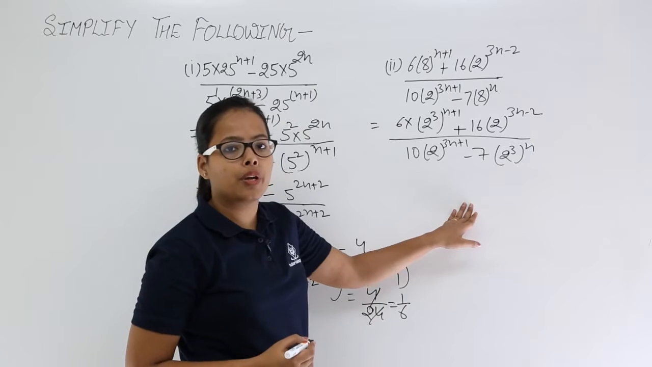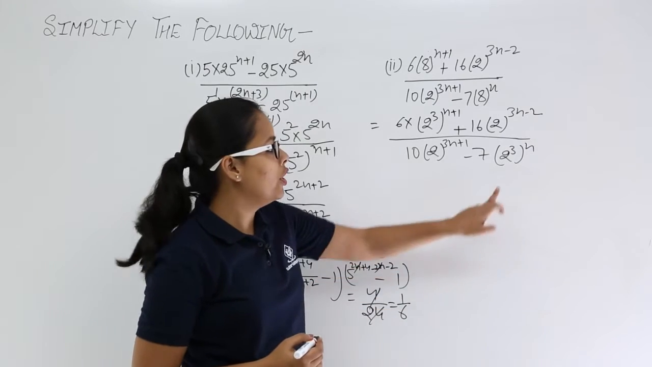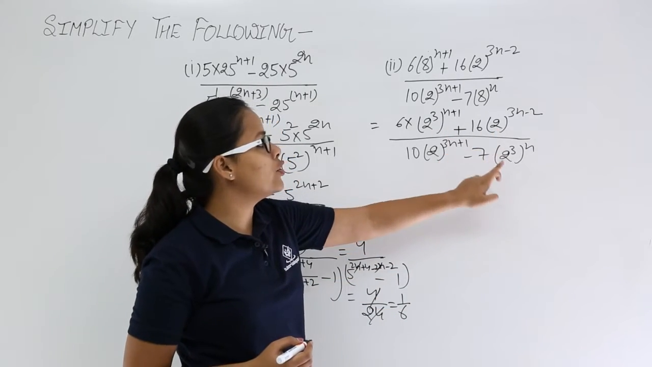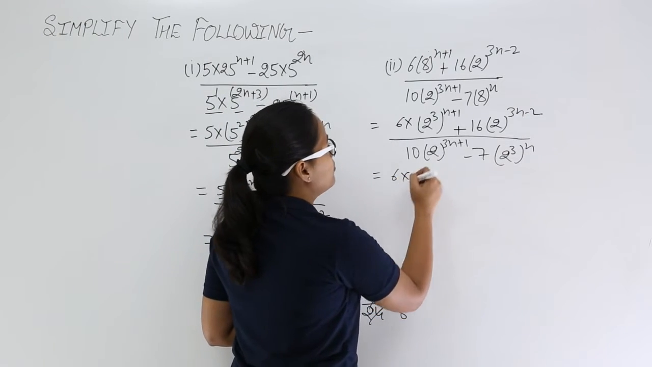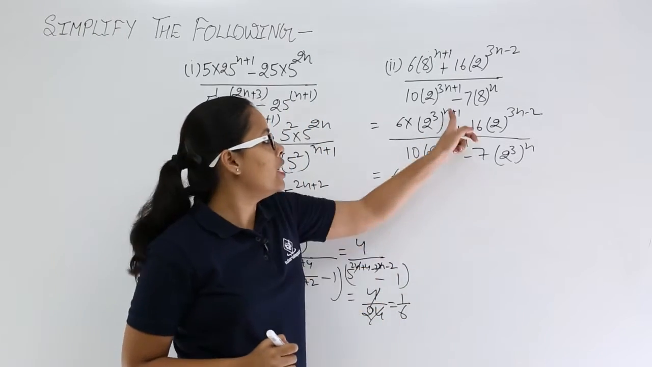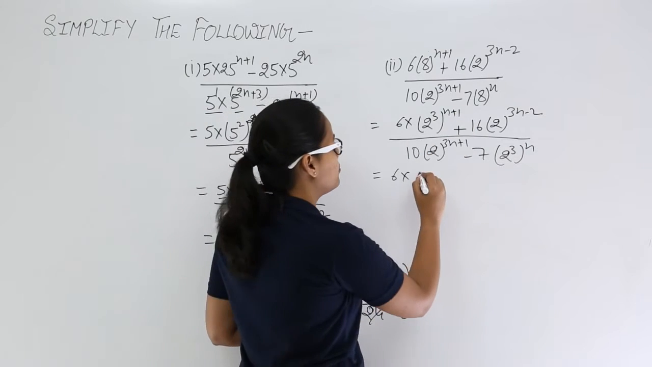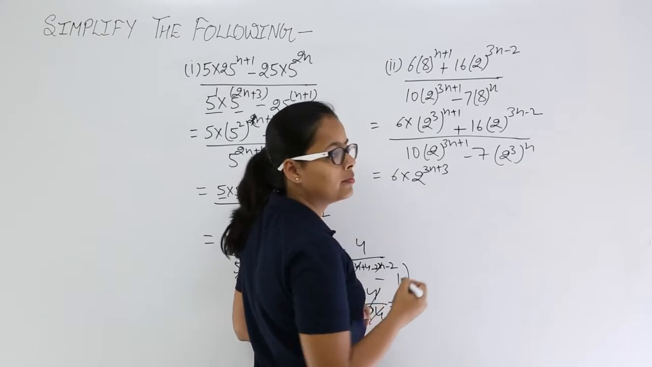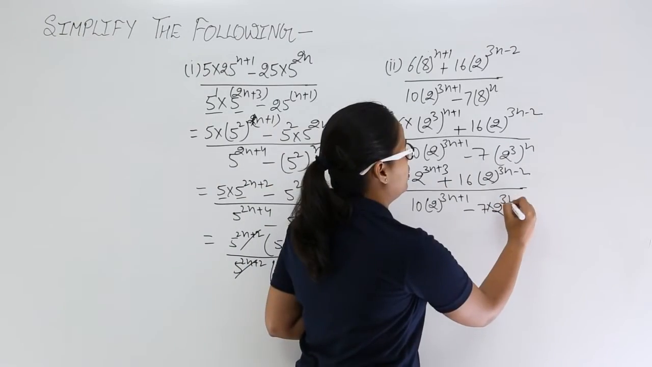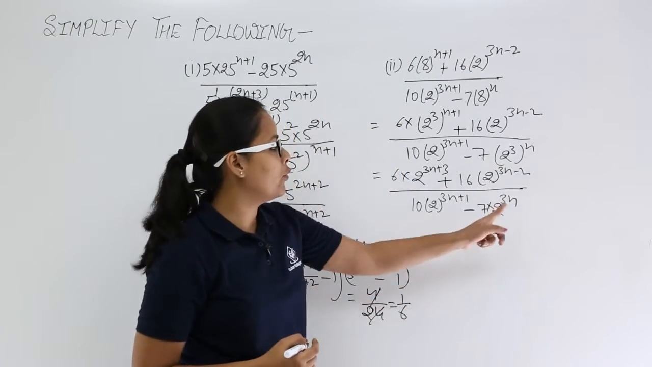Now what you're going to do here, you need to apply the third law. Okay, you can see the expression where you need to apply the third law. So let's start doing that. When you multiply this 3 with n plus 1, what you'll get? 3n plus 3. When you multiply 3 with n, you'll get 3n.